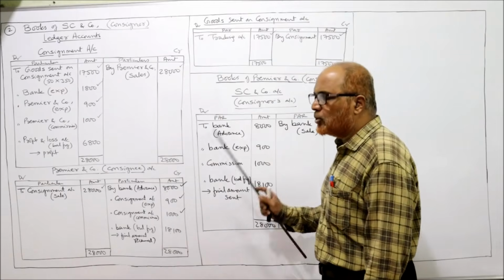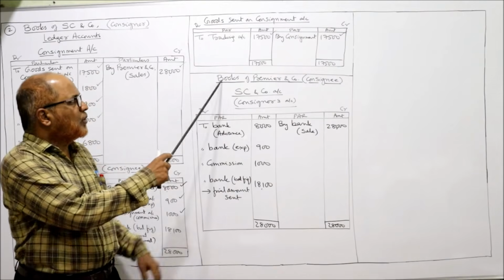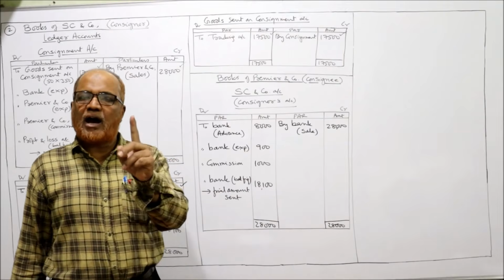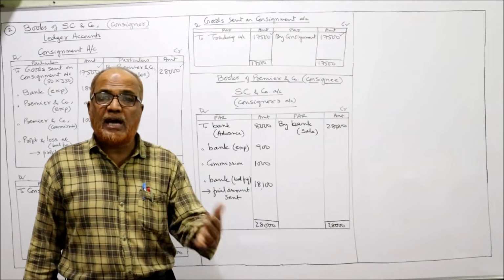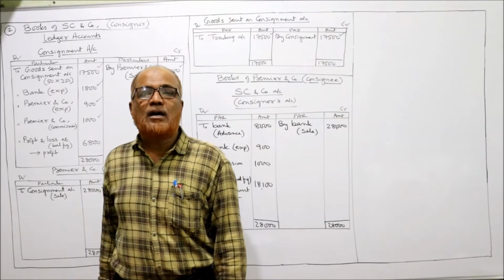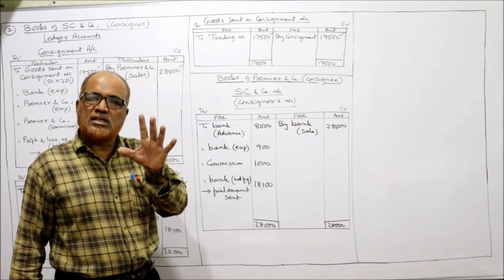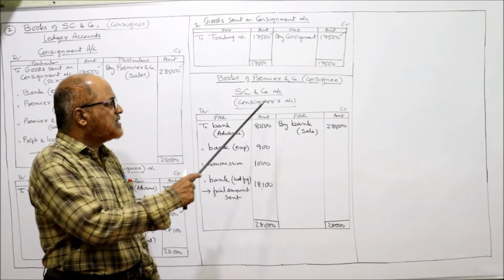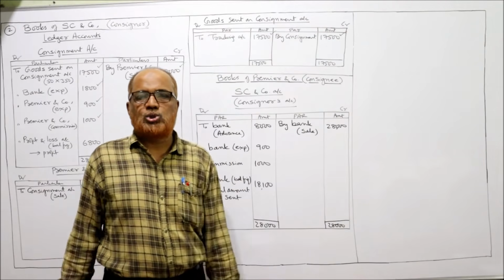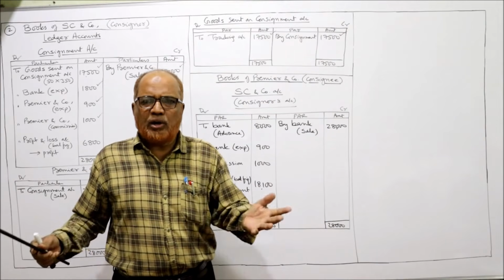Over. Now I am coming to the books of consignee. Who is the consignee here? Premier and Company. Only one account the consignee will open. Whose account? Consignor's account. What is the name of the consignor? SC and Company. So Premier and Company will open only one account, consignor's account. So when the consignee receives the goods, he will not pass any entry.